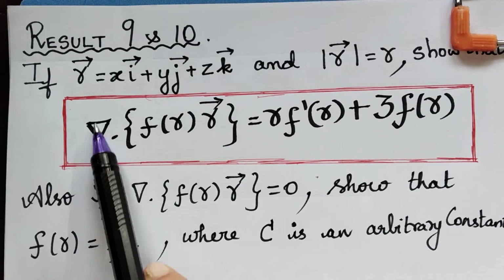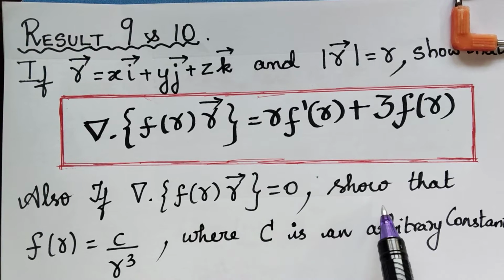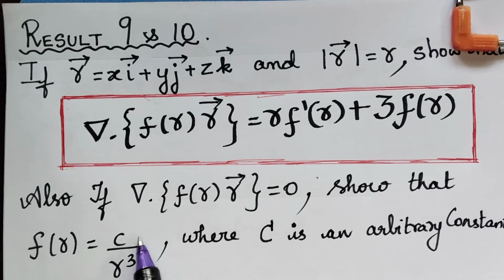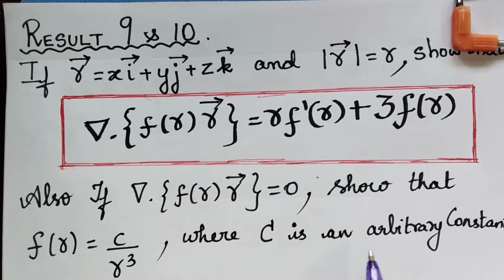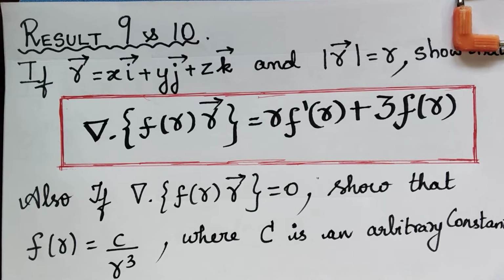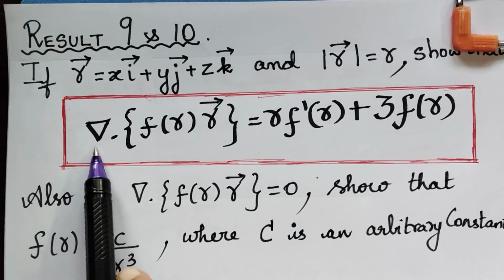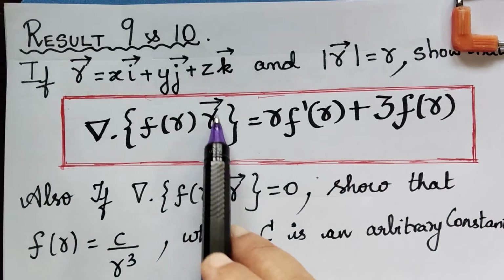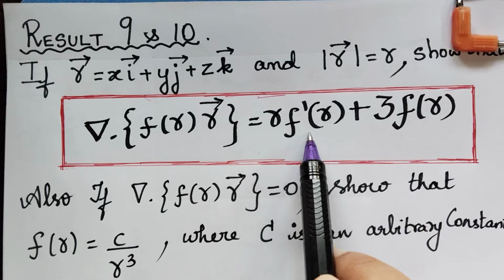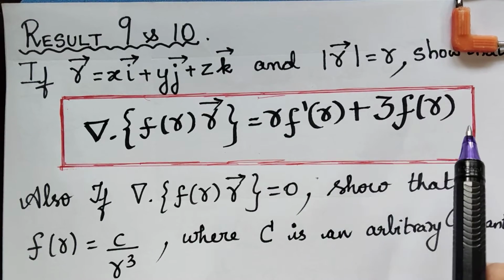And also, if this quantity is equal to 0, then the function f of r is given by c by r cube, where c is an arbitrary constant. So let us prove this. First, we shall prove this result, that is del dot f of r multiplied with r vector is equal to r f dash of r plus 3 f of r.